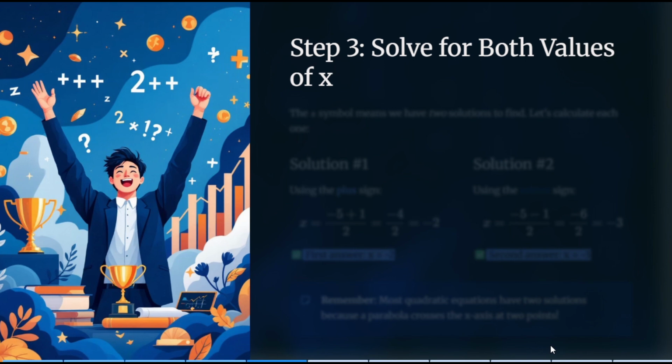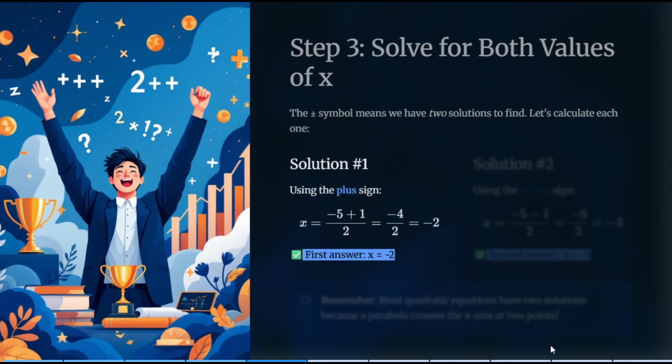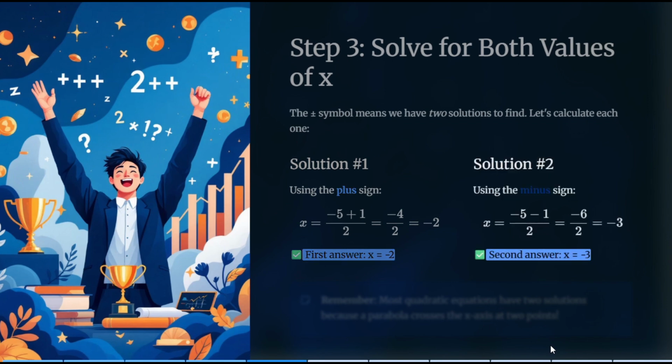Now let's solve for both values of x. The plus and minus symbol means that we have two solutions. So let's calculate each one. First, using the plus sign, x equals negative 5 plus 1, which is negative 4, divided by 2. So our first solution is x equals negative 2. Now using the minus sign, x equals negative 5 minus 1, which is negative 6, divided by 2, that is negative 3. So our second answer is x equals negative 3.